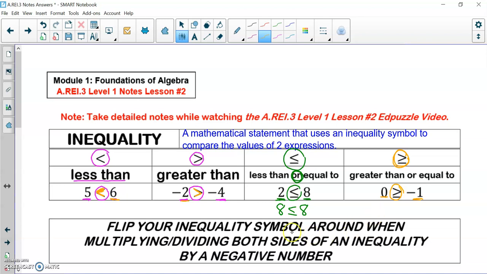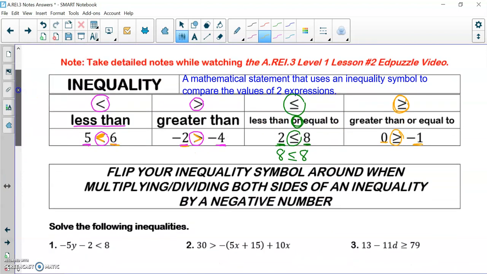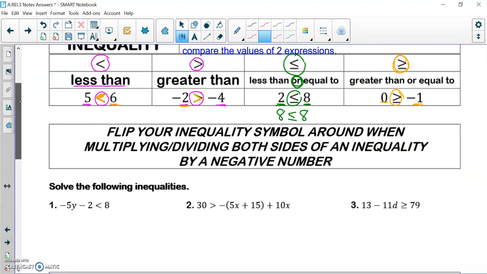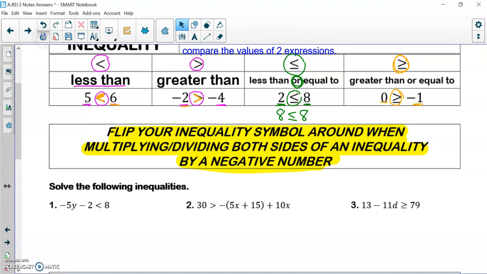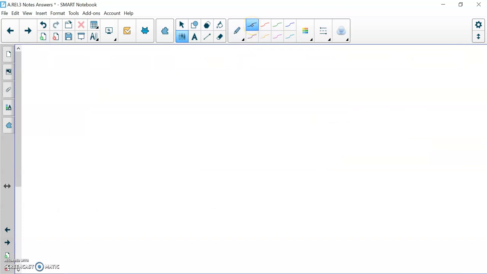Now, this next part, you might not have learned. You might have learned all the inequality symbols, but you might not have learned how to solve inequalities, like numbers 1 through 3. And a very important tip or guideline that you must follow when we are solving inequalities is you must flip your inequality symbol around when you are multiplying or dividing both sides of an inequality by a negative number. I'm going to show you why that's the case with just a little example. You don't have to take notes over this part. I just want you to listen so you understand.